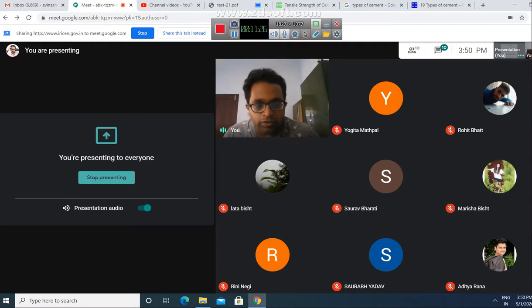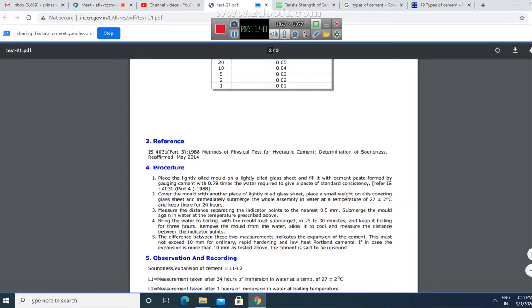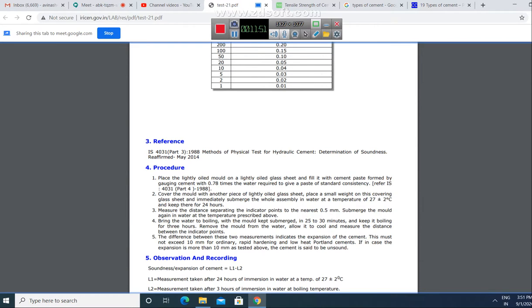So now you have two measurements. One measurement was after you submerged in water without bringing the water to boiling, and the second is after you submerged it and boiled the water. Note down the difference in distance between the indicator points. This difference will give you an idea of the expansion of cement. How much expansion has occurred for cement will be known to you.